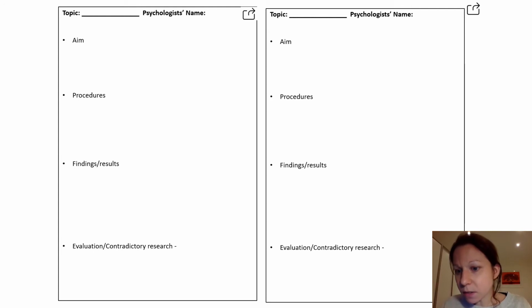So spend some time, again, you've got your textbook, you've got that video clip you might want to just quickly re-watch. Spend some time creating yourself a summary card for Harlow because it's important, and we'll see in a minute how we can use it.